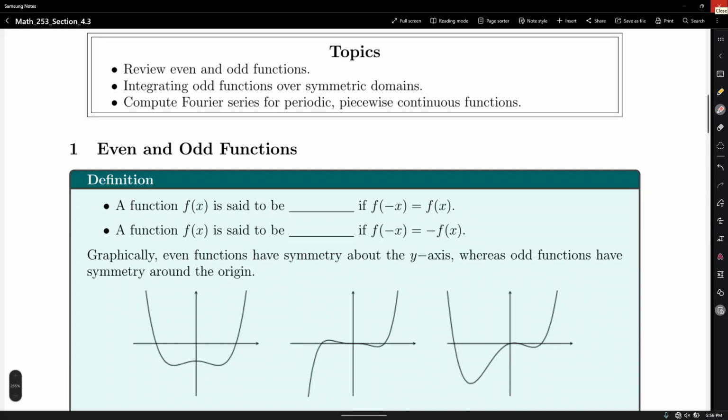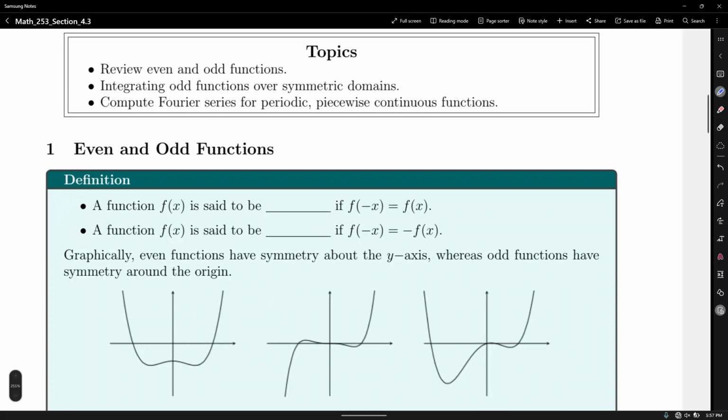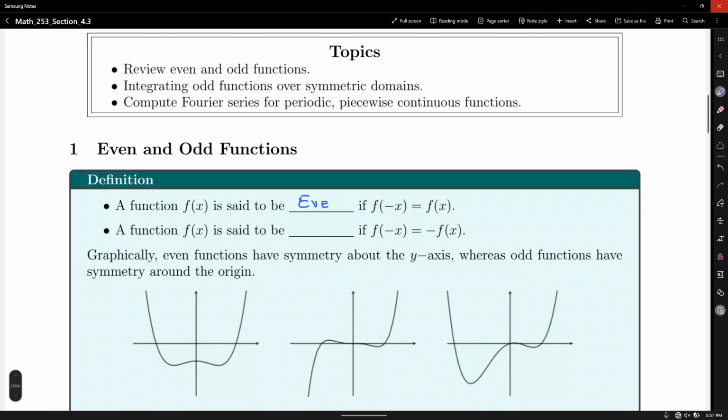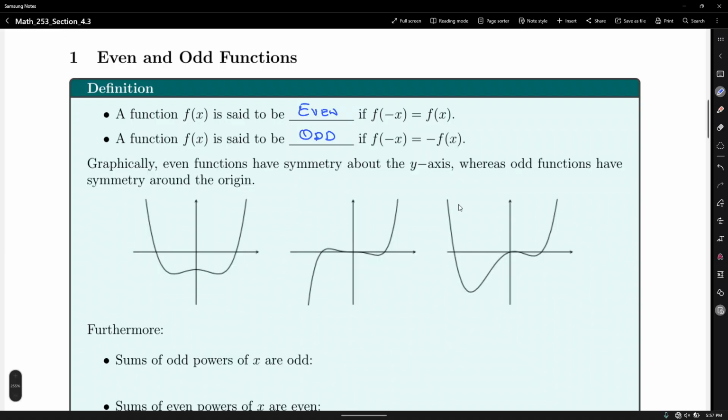Okay, guys, let's talk about even and odd functions first of all. A function f of x is said to be blank if f of negative x equals f of x. What's that one? Even, right? And the other one has to be the odd one. Graphically, we have a graphic representation of even and odd functions. An even function has a symmetry about the y-axis. An odd function has a symmetry about the origin.